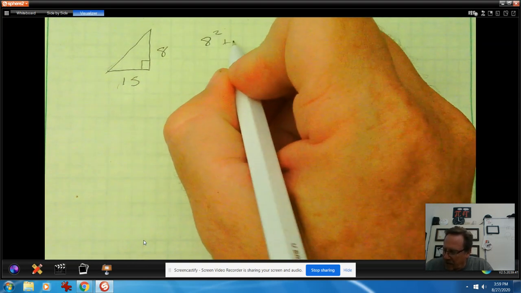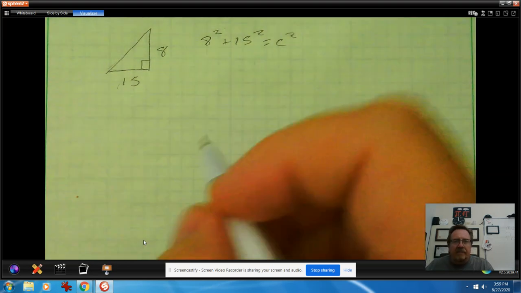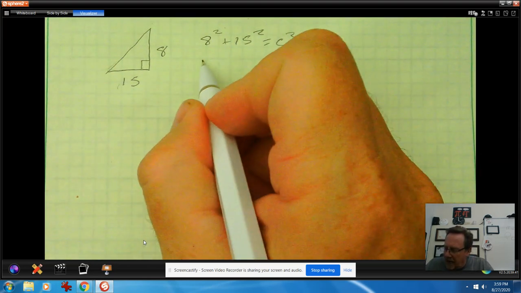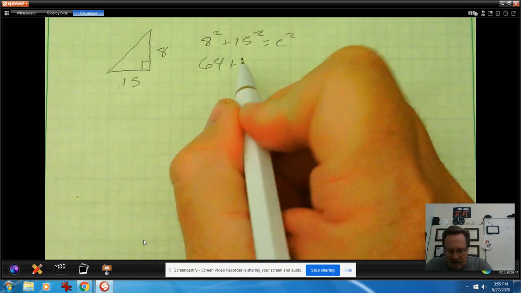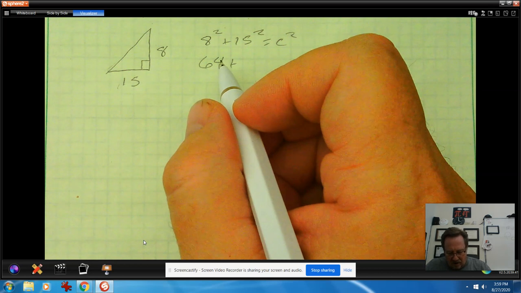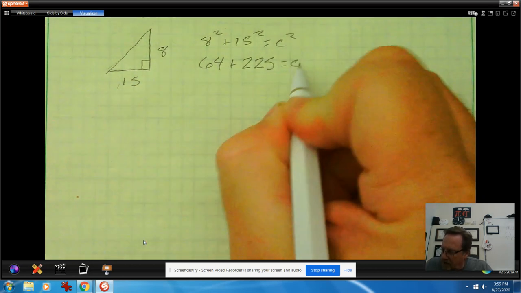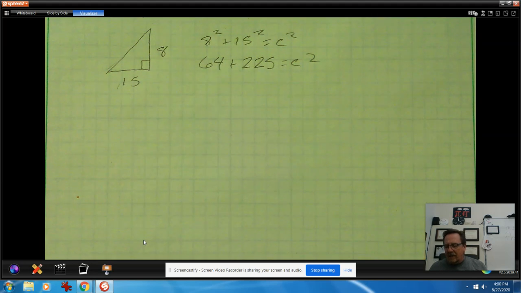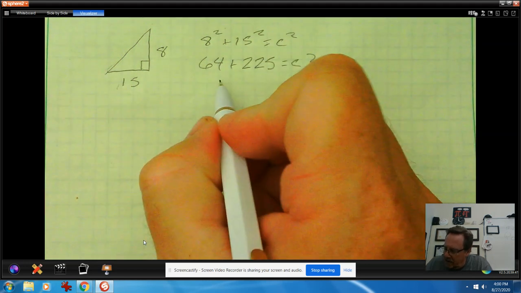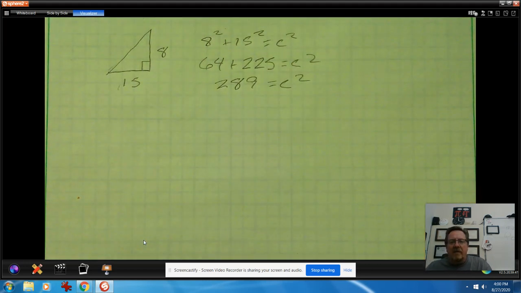You had 8 squared plus 15 squared is equal to c squared. That's good. And then you squared 8 and got 64. And if we square 15, just double check, 15 squared is 225. That's what you got as well, is equal to c squared. But now if we add 64 and 225, notice that you get 289, and that would be your c squared, right?